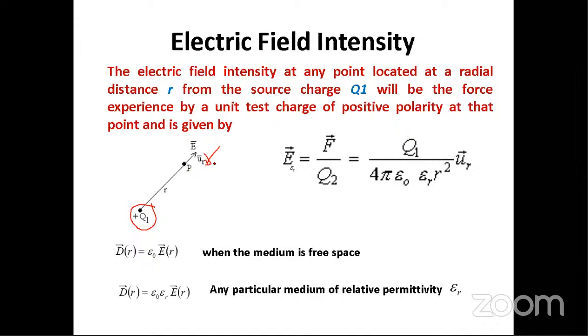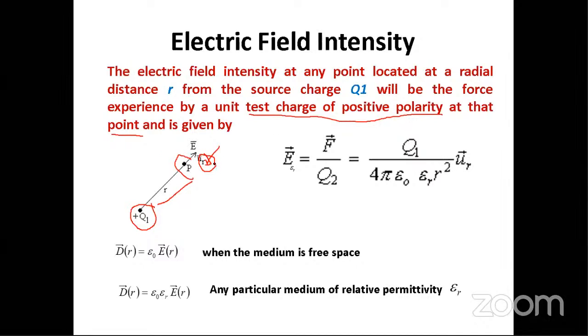If this test charge enters into the field, it experiences some force, and that measurement is the electric field intensity at this particular point, say P, which is located at a radial distance r from the source charge Q1. That is basically the force experienced by a unit test charge of positive polarity at that point. Remember that the test charge is generally considered to have positive polarity.